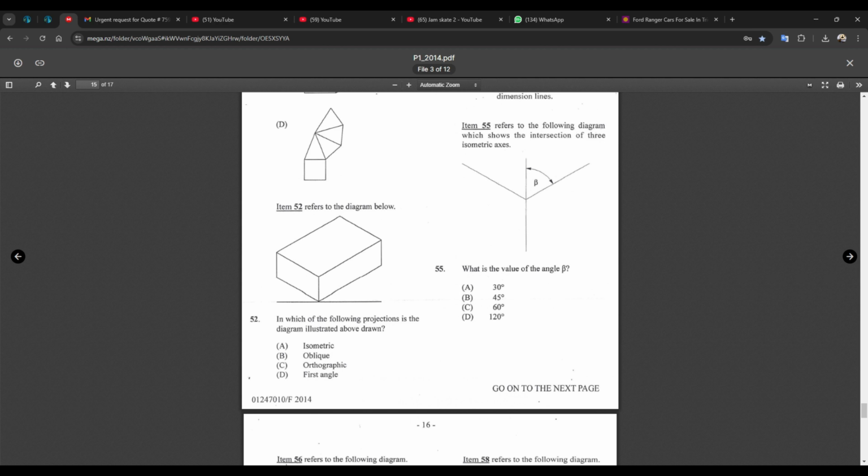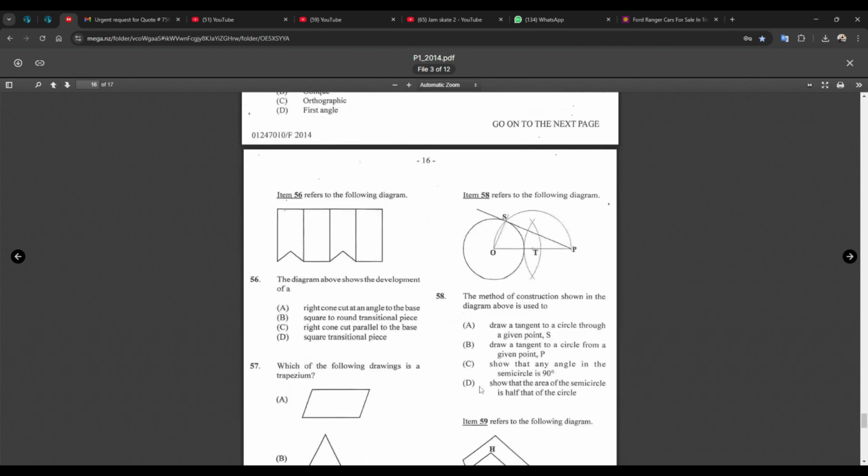55. What is the value of the angle? I think this is beta. This would be 60 degrees. C, 60 degrees. If we had a horizontal line here, the adjacent angle would be 30. 30 and 60 would give us 90. So beta is C, 60 degrees.